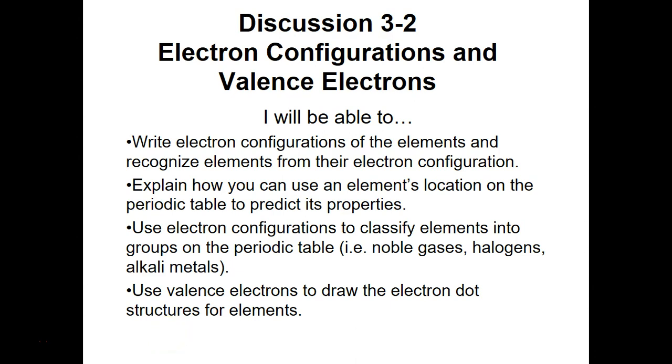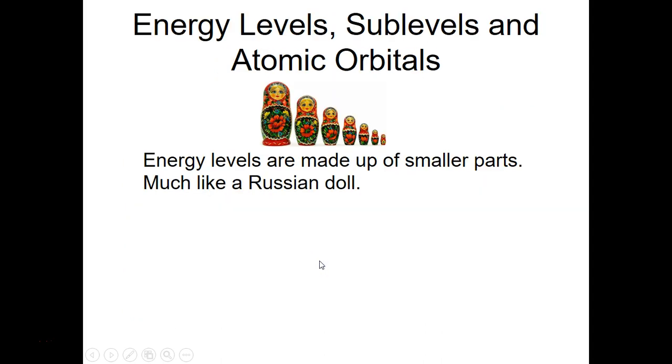Okay, it's time for discussion 3.2, Electron Configurations and Valence Electrons. All right, so in 3.1 we talked about energy levels. Now, energy levels are actually made up of smaller parts. It's kind of like a Russian doll.